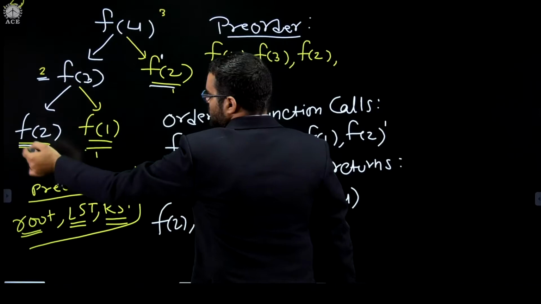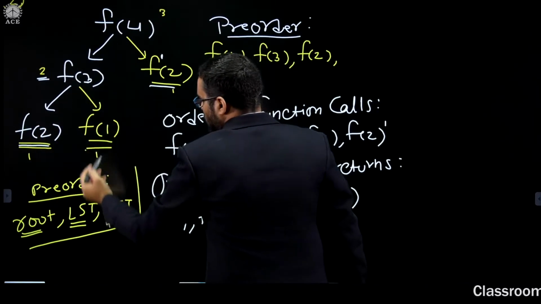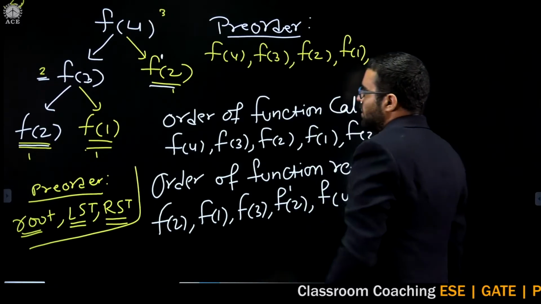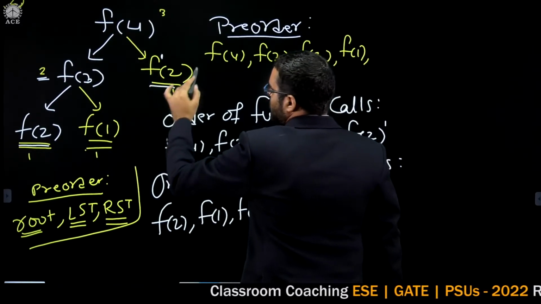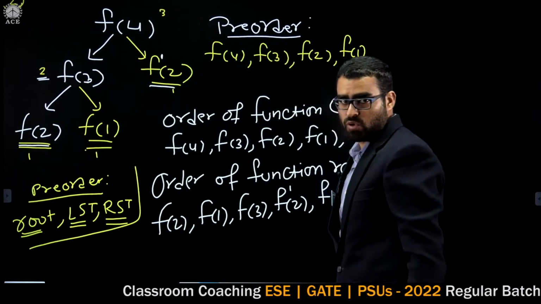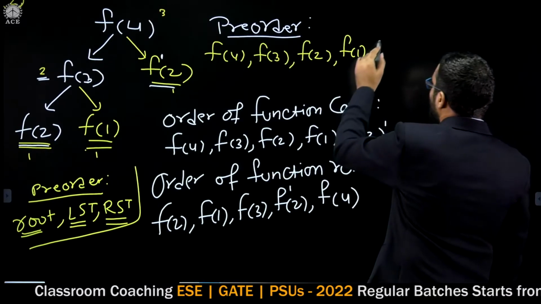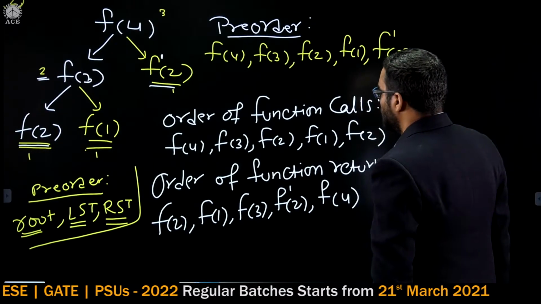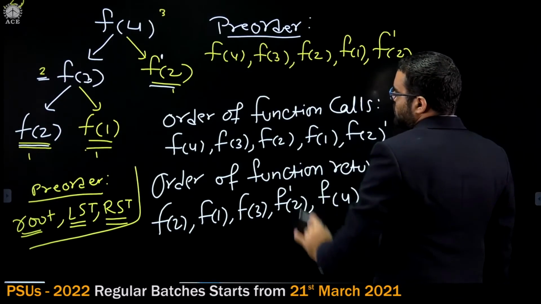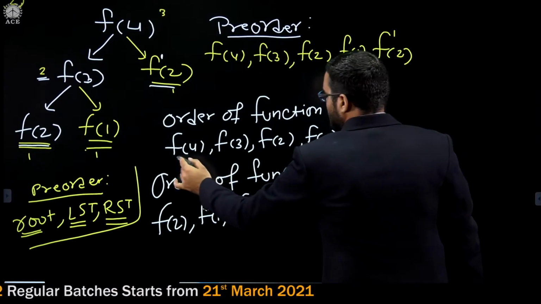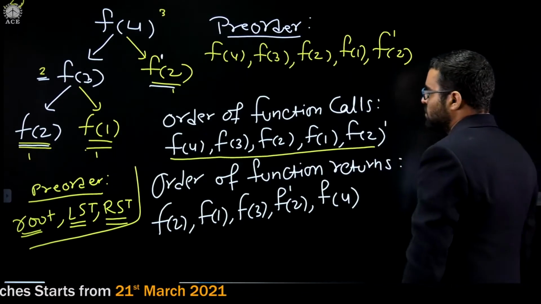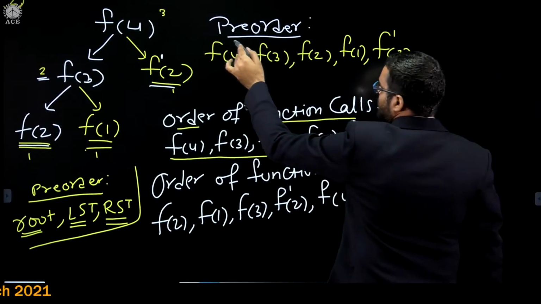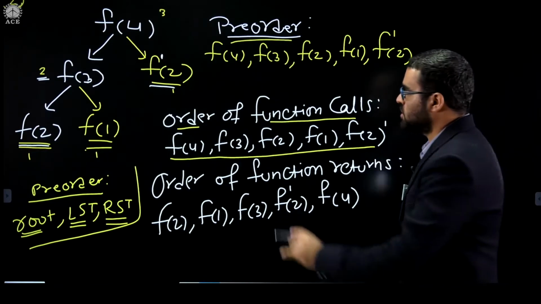Then you can see this subtree is over. So we go to the right subtree of f3 and we print f1. And finally, we go to the right subtree of f4 and we print f2, like this, f2 dash. You can notice that this pre-order traversal is the same as the order of function calls. So the order of function calls is the same as the pre-order traversal of this activation tree.